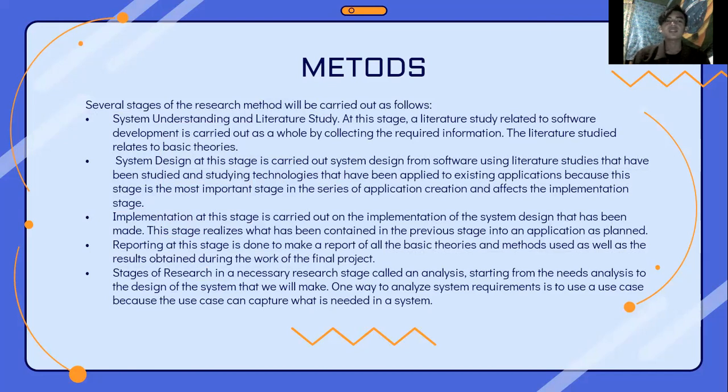Implementation. This stage is carried out on the implementation of the system design that has been made. This stage realizes what has been contained in the previous stage into an application as planned. Reporting. At this stage, a report is made of all the basic theories and methods used, as well as the results obtained during the work of the final project.